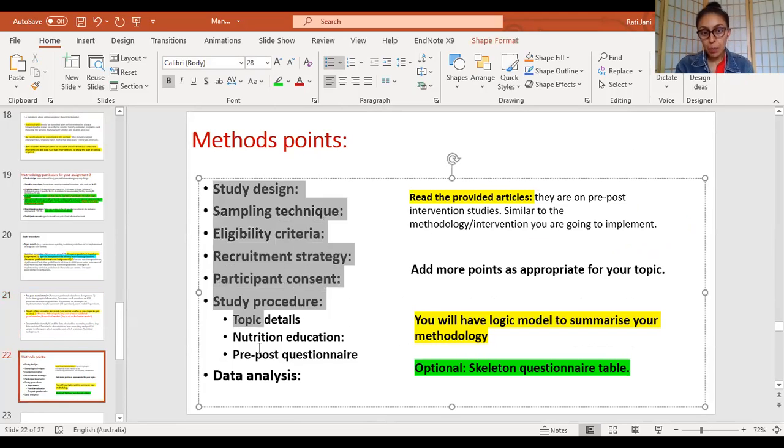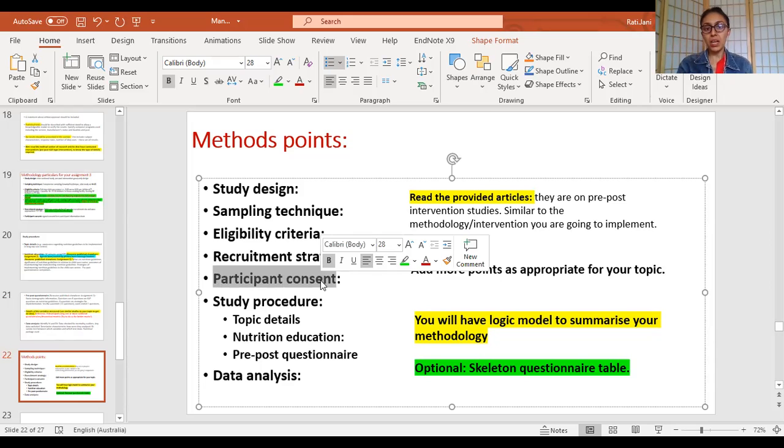So guys, this is just a summary to tell you the kind of items which are needed in writing a detailed and thorough method section. Study design, sampling technique, which includes the sample sizing as well. Eligibility criteria, which is your inclusion and exclusion criteria. Recruitment strategy, participant consent, which also includes the ethics statement. Study procedure, which is what your intervention was about, the questionnaire detail, the variables in your questionnaire detail, then the data analysis is the last thing. So again, over here, final hints, final take-home messages.